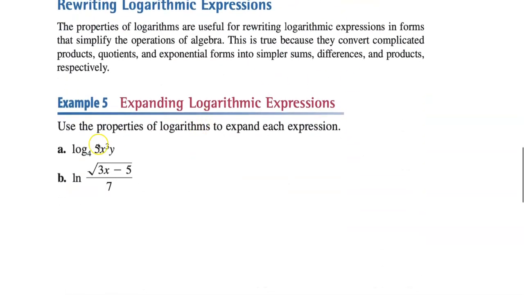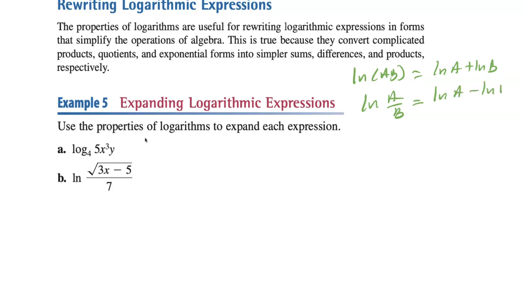Rewriting a log expression. So we just want to do this. We want to use these rules, right? The natural log of AB is the natural log of A plus the natural log of B. When you divide, natural log of A over B, keep in mind the top is positive, the bottom is negative.